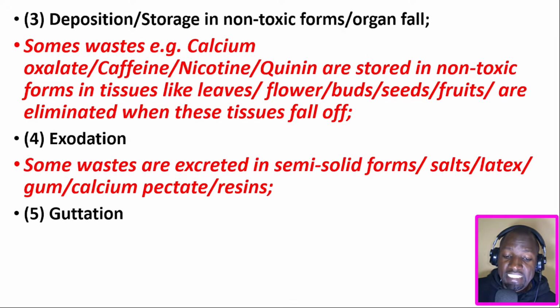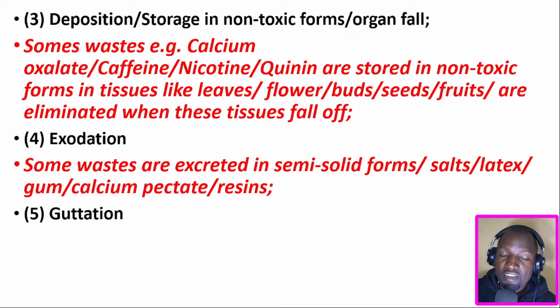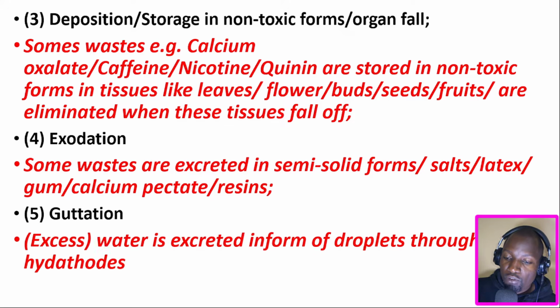Number 5 is guttation. Guttation is whereby a plant loses excess water in the form of water droplets through what we call the hydathodes. With this, we are giving a maximum of 8 marks, that is for a method and an explanation.